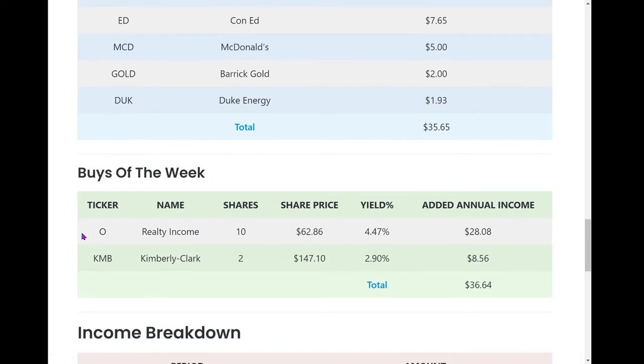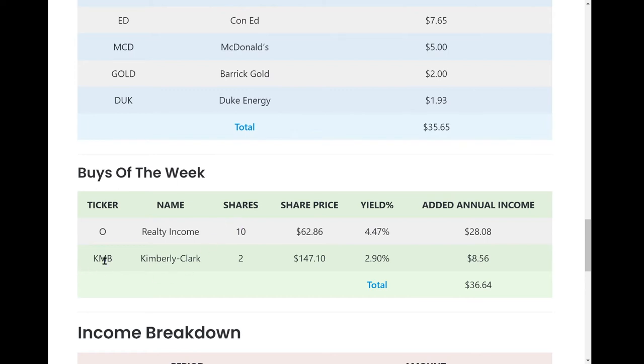Only a few buys of the week. Realty Income, 10 shares, $62.82 as the average, 4.47% yield on those, which is super solid. Are you kidding me? Almost 4.5%. You get paid every single month. Yes, please. I will be buying more, but I think the price is going to be dropping a bit, so I can do a little bit better. That's why I only bought 10.